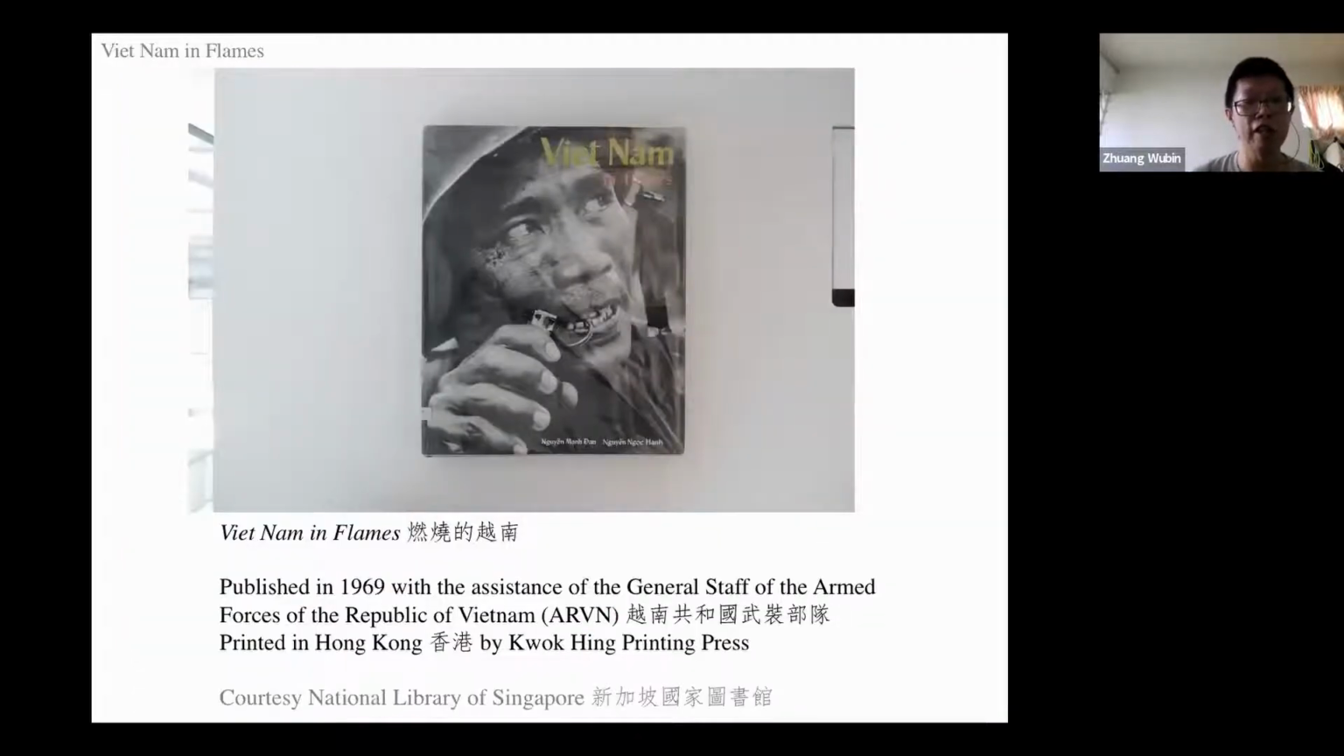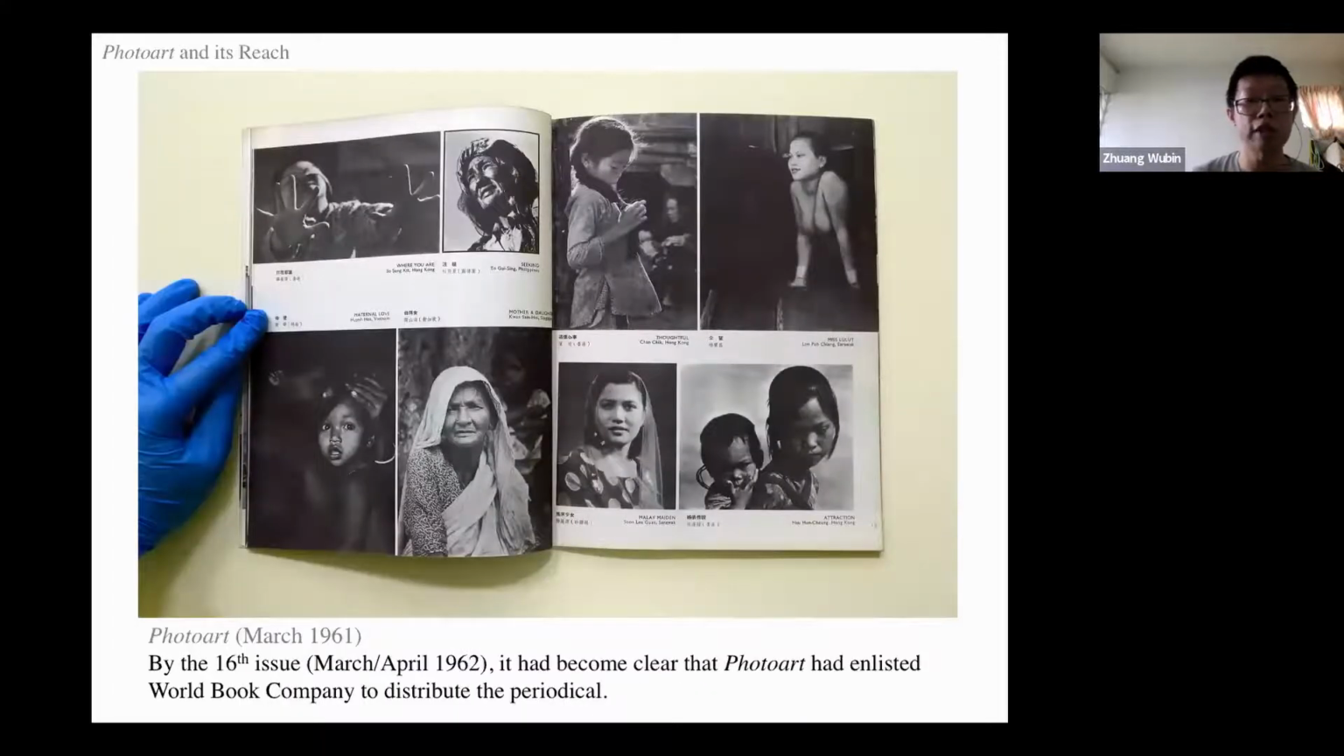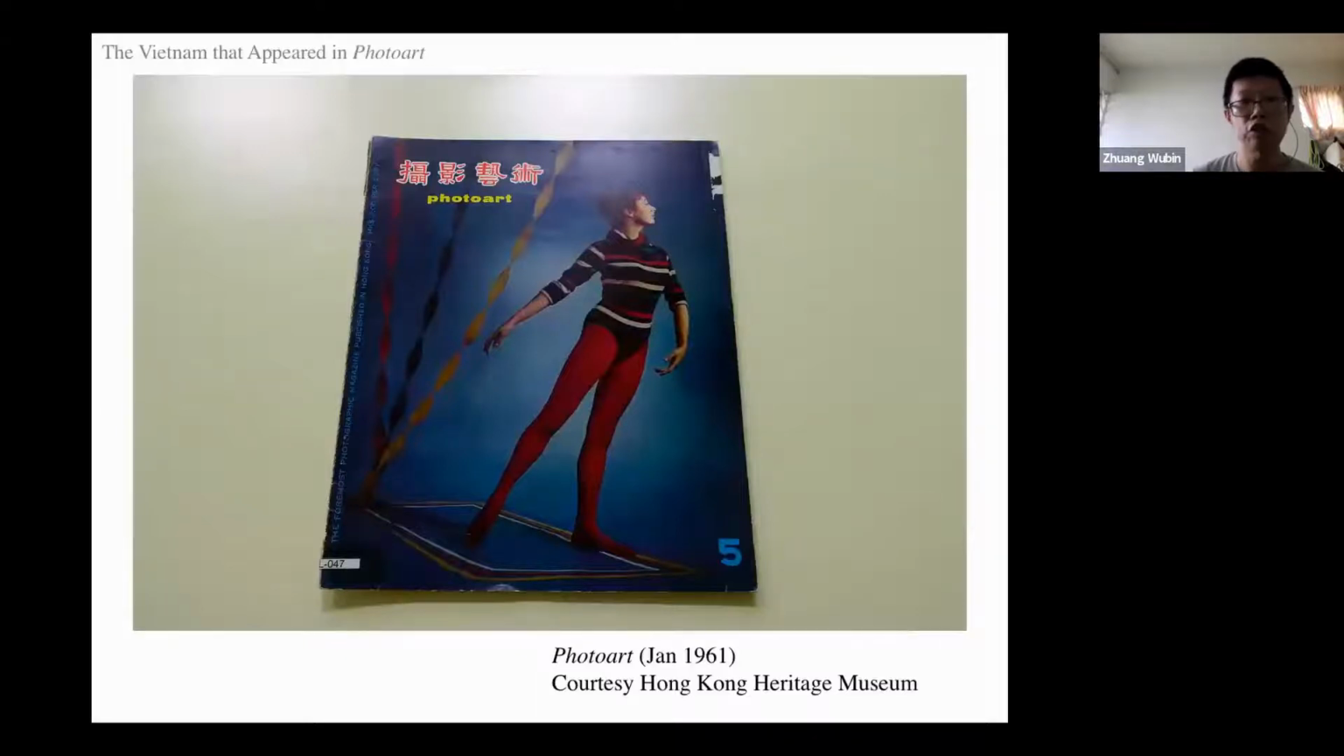So actually Nguyen Mac Dan's work was being featured. And Nguyen Mac Dan later on made a very important publication representing the perspective of the South, one of the most important Vietnam War publications. And so you can see some of the images that were published in the winning submissions on issue 7. And later on, Photo Art used World Book Company to distribute the periodical into Southeast Asia.